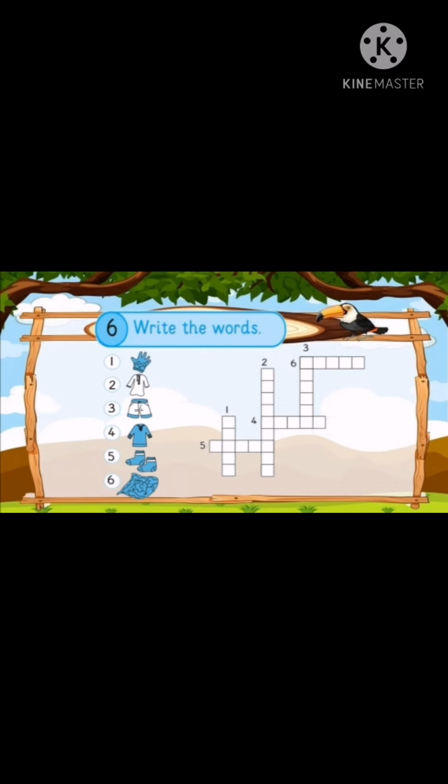Okay, grade 2, now look down, write the words. We've got 6 different pictures and we've got a crossword. Write the correct spelling for each word in the correct number. When you finish, check your answers from the next video.